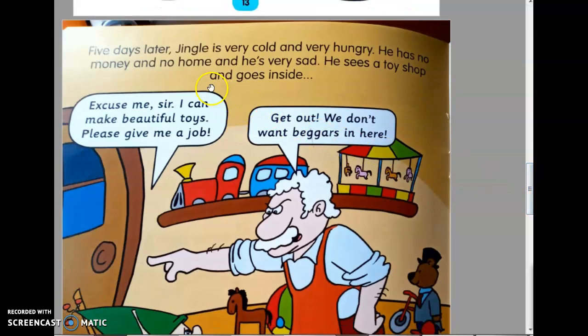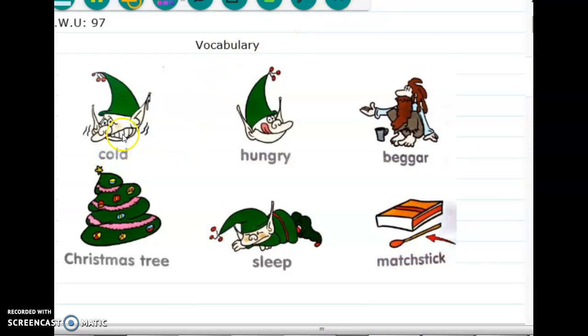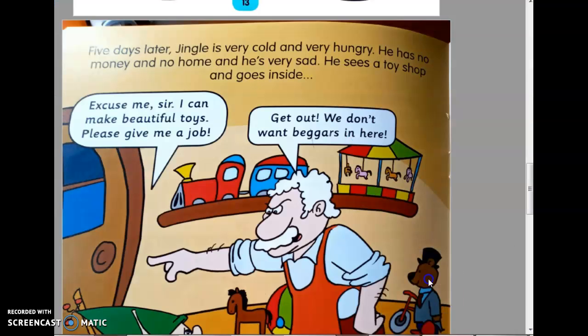5 days later, Jingle is very cool. I'm very hungry. Yes, cool. I'm hungry. I need the activity of your notebook. Look, cool. I'm hungry. 5 days. Continue. He has no money and no home, and he's very sad. Oh, sad, not happy. He sees a toy shop. The toy. This is the toy, and this is the toy shop. I love this word. Okay. And no me distraigo. He sees a toy shop and goes inside.